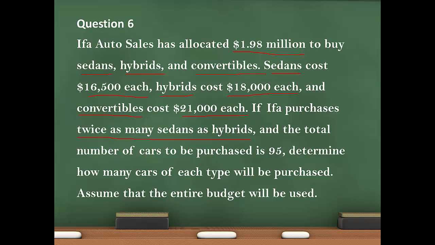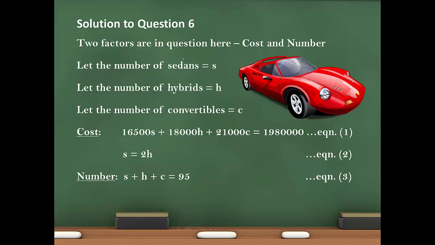So we've seen cost. Then this sentence, purchases twice as many sedans as hybrids, tells us number. So we have cost and number. And then the total number of cars to be purchased is 95. So we have 2 factors here, cost and number. Let the number of sedans be S, let the number of hybrids be H, and let the number of convertibles be C. Now, equation 1, cost.